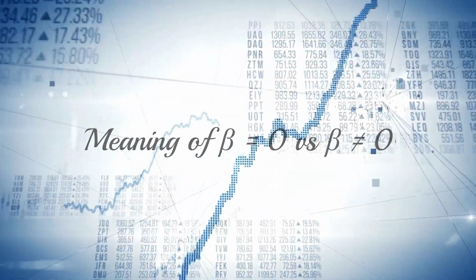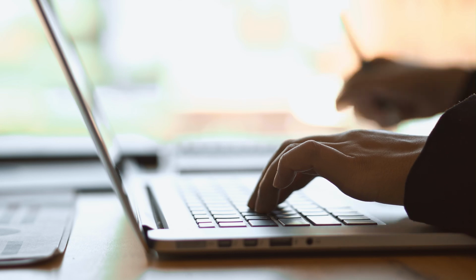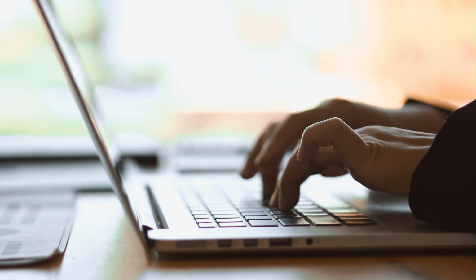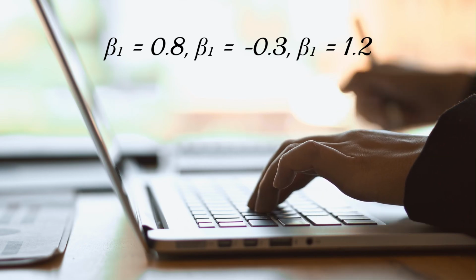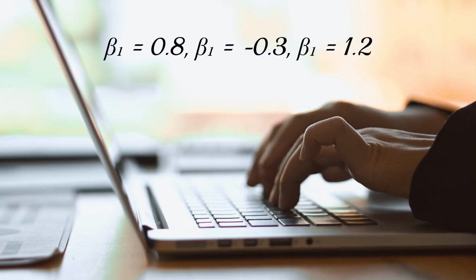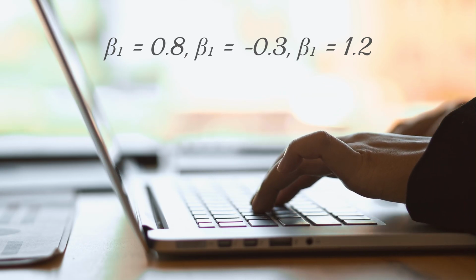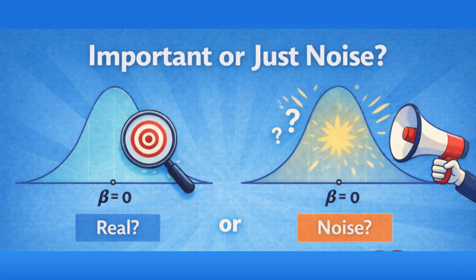But here comes the real challenge. When we run a regression, we almost never get beta exactly equal to 0. We might get something like beta 1 equal to 0.8, or beta 1 equal to -0.3, or beta 1 equal to 1.2, and so on. So now the question is, if the estimated beta is not 0, does that automatically mean the variable is important? Not necessarily, because even if the true effect is actually 0, random fluctuations in the data can still produce a non-zero estimate. So what are we really trying to check?